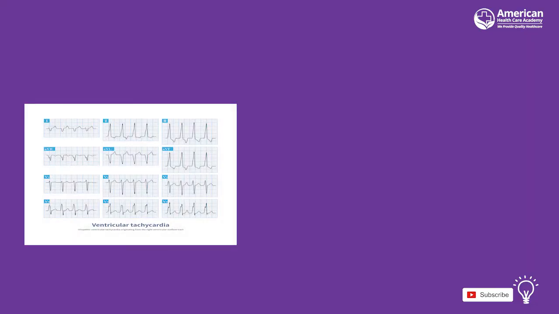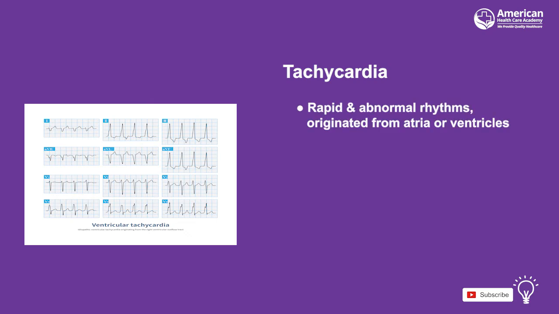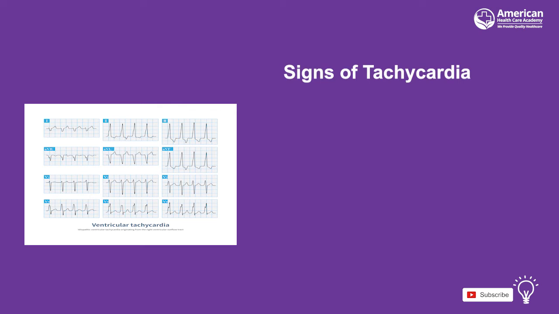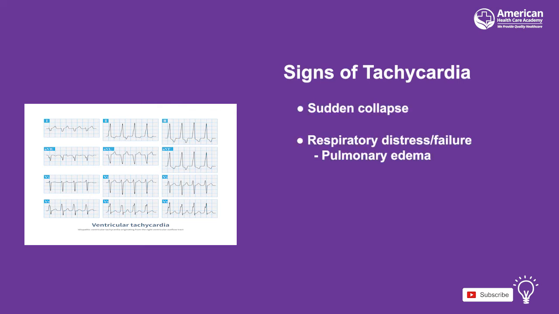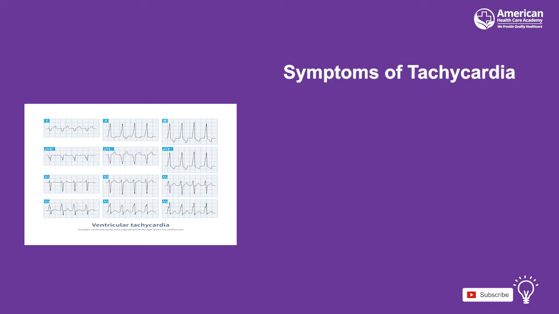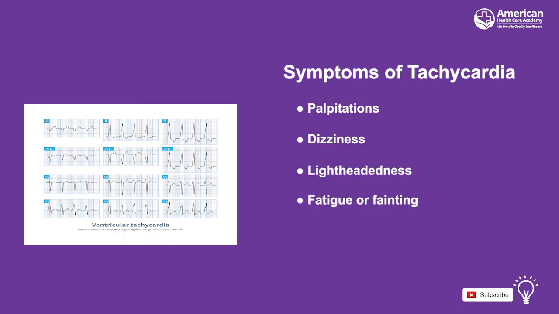Now we're going to discuss another type of arrhythmia known as tachyarrhythmias, which are rapid, abnormal rhythms originating from atria or ventricles. Tachycardia is a faster than normal heart rate for the age of the child, and it requires that immediate CPR be initiated. Some common signs of tachycardia include sudden collapse, respiratory distress or failure from pulmonary edema, shock with hypotension or poor end organ perfusion, and altered consciousness. Symptoms of tachycardia may include palpitations, dizziness, lightheadedness, fatigue, or fainting.